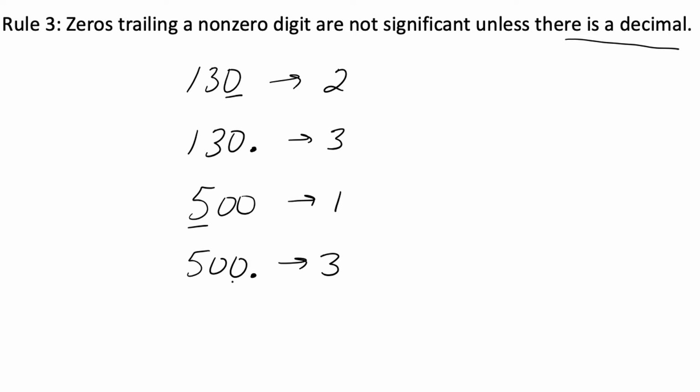We can also add the decimal between the zeros, and this will be three significant figures because these zeros are trailing, but you see a decimal. So keep in mind that a decimal will make trailing zeros significant.